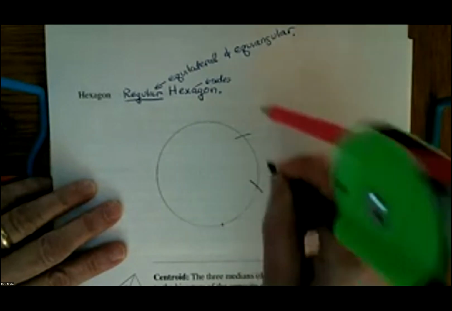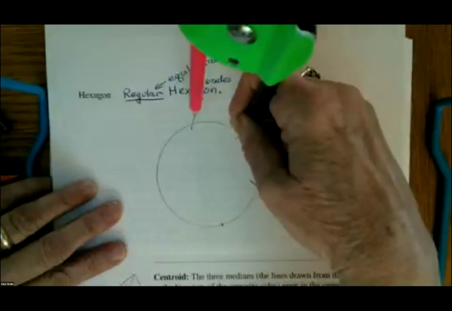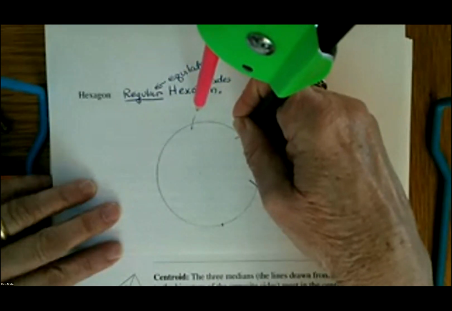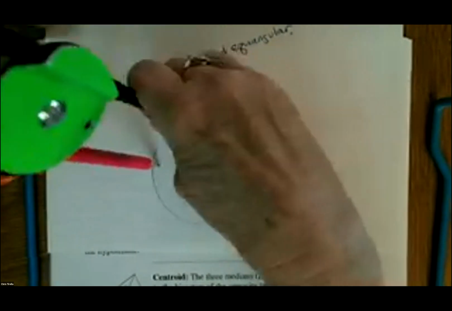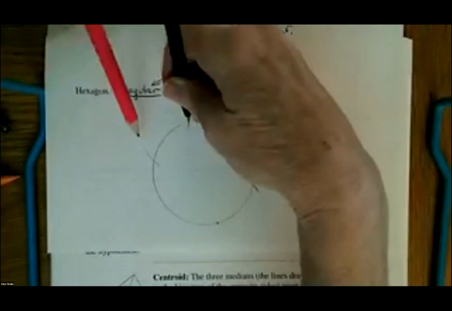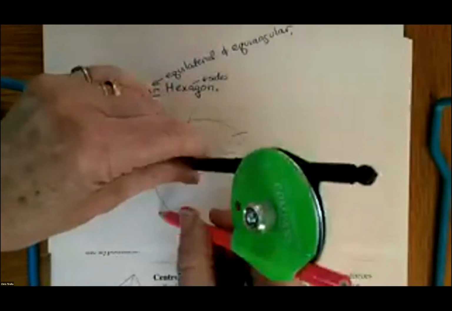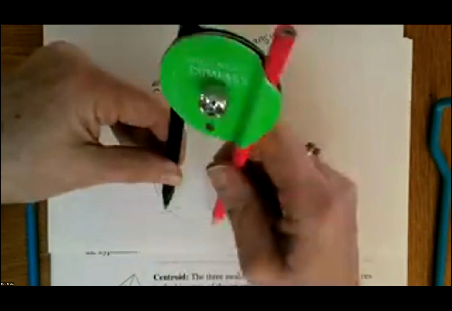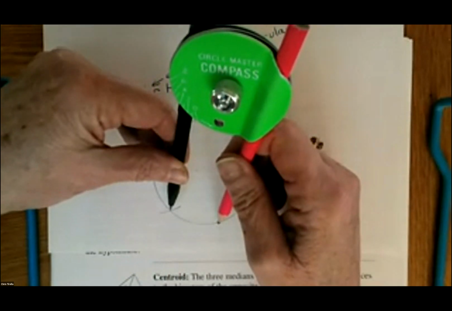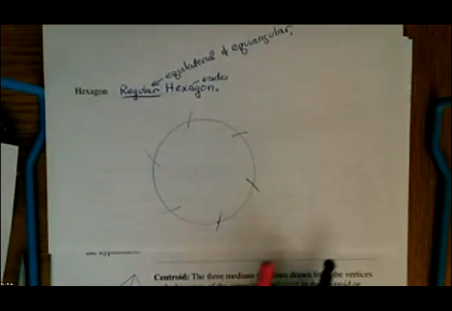And then, from that point, I'm going to swing another arc that crosses the circle, and again, and again. And if everything lined up right, when I go back to that point, I should swing an arc that crosses my original point.